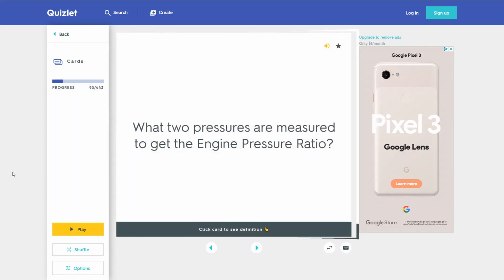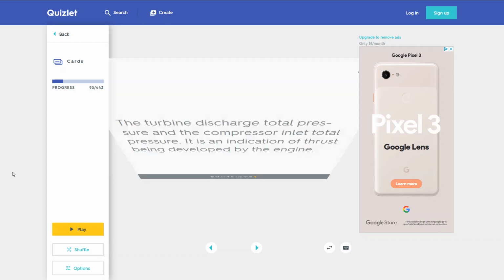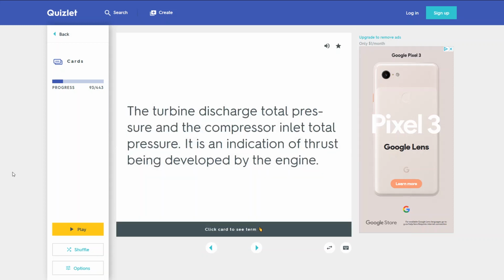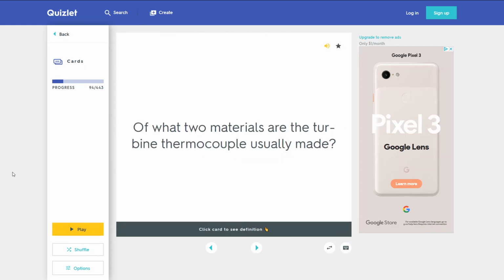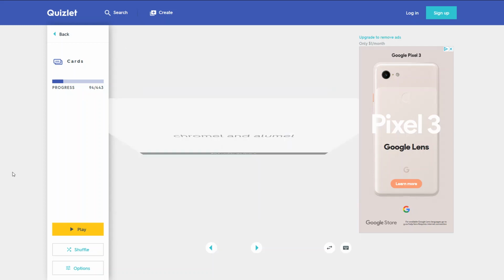What two pressures are measured to get the engine pressure ratio? The turbine discharge total pressure and the compressor inlet total pressure. It is an indication of thrust being developed by the engine. Of what two materials are the turbine thermocouples usually made? Chromel and alumel.